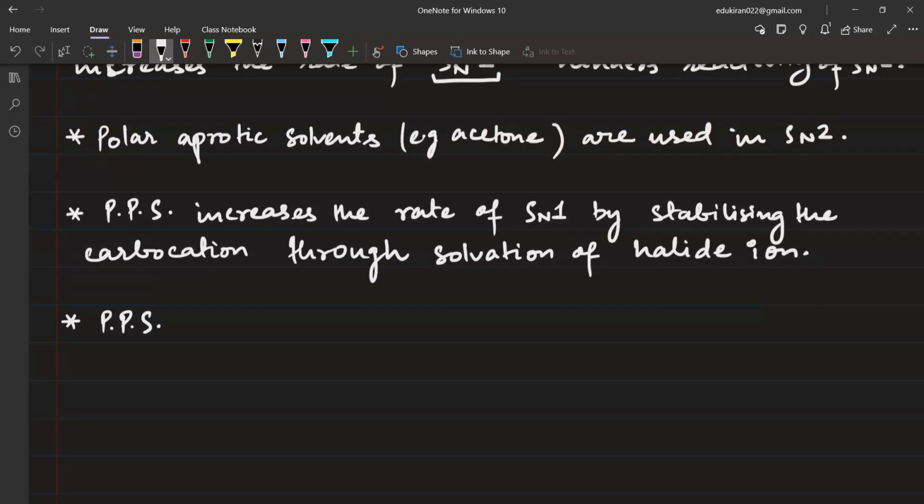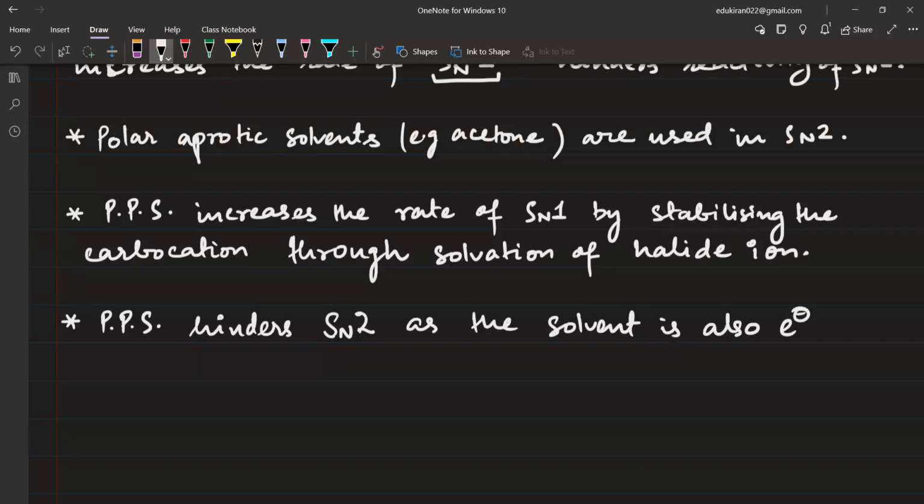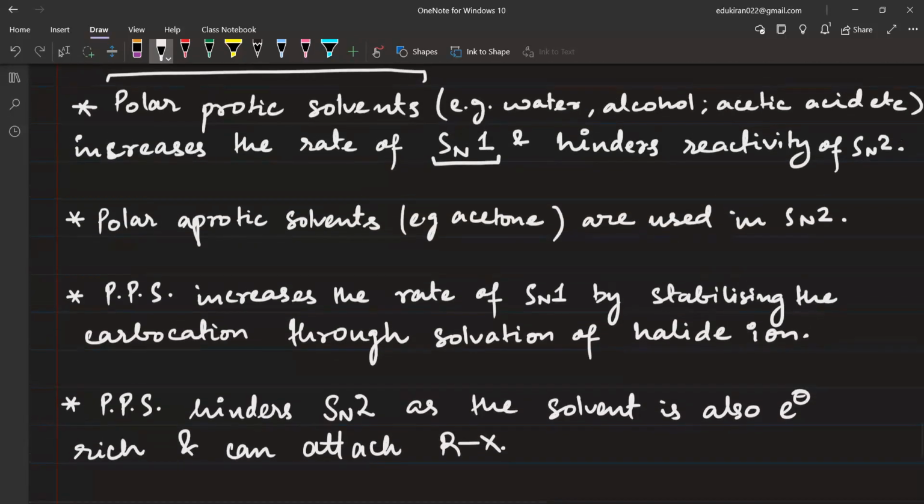Right, next. Polar protic solvent hinders SN2 as the solvent is also electron rich and can attack RX. ठीक है, चलिए कितना लिख लीजिए?